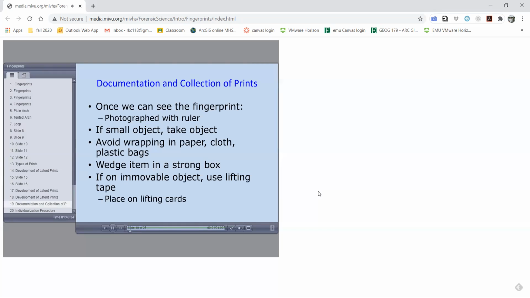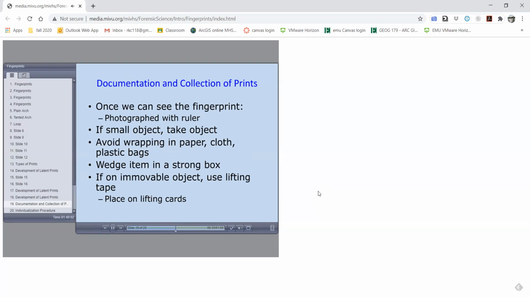So once we've done all that, we have to photograph the print with a ruler. And remember, we always want to have something to show us the size, so a ruler is probably the best. If an object is small and we've developed prints at a scene, we can take that object back to the lab. If it's not, such as if it's a wall or a door, it's not easily carried back, that's when we're going to just photograph with a ruler.